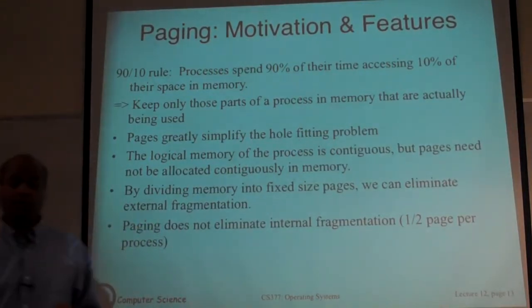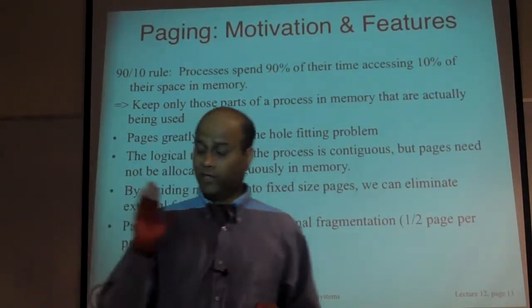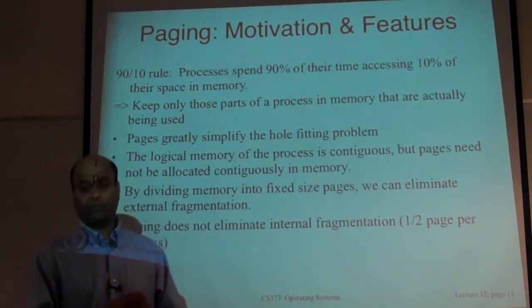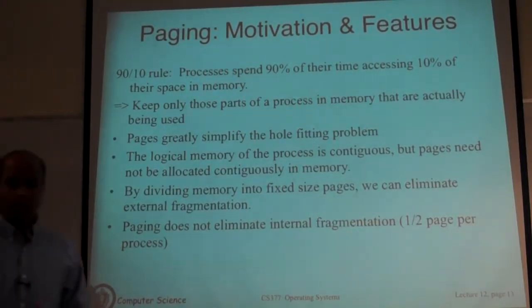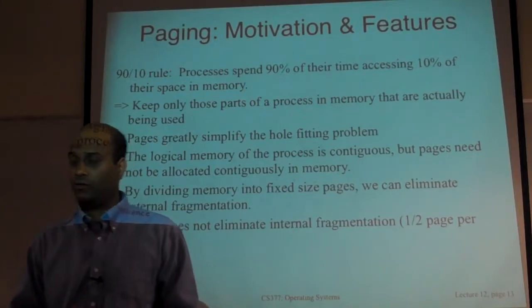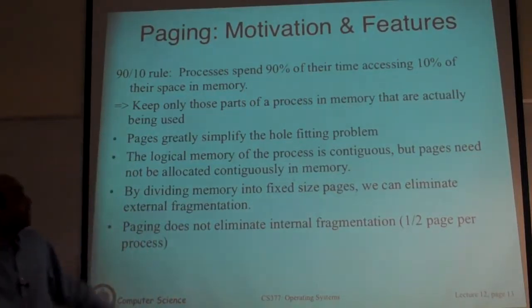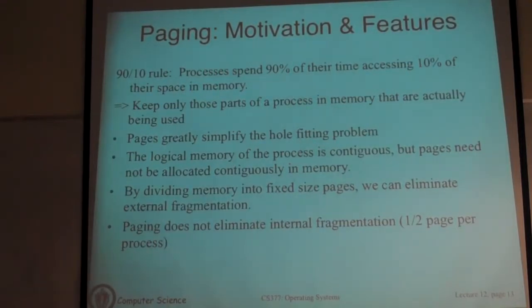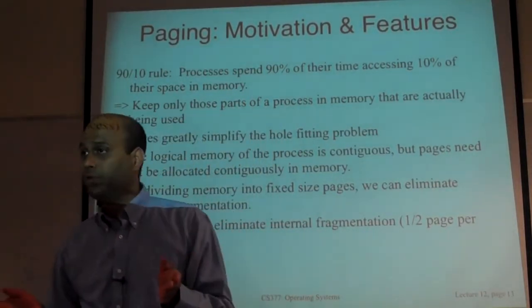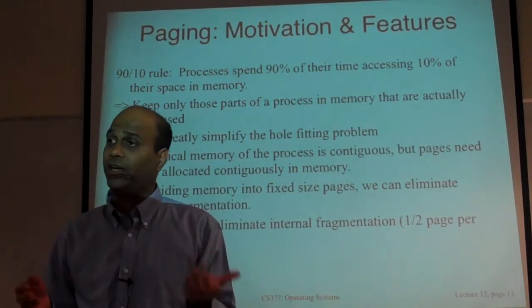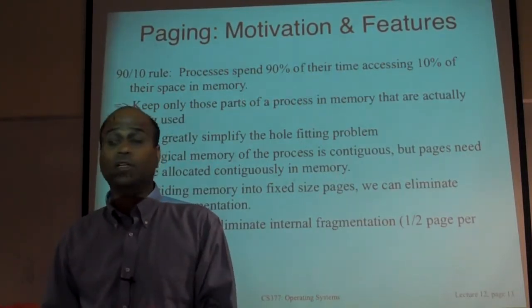Okay, so now we'll go and look at more sophisticated schemes. So we'll start with paging. Still no virtual memory, only memory management, but a better way to do things. So what is paging and why do we need it, what do we get from it? Paging was motivated by what's called the 90-10 rule. What the 90-10 rule says is processes spend 90% of their time working on 10% of their memory, whether it's data in stack, heap, or in instructions.